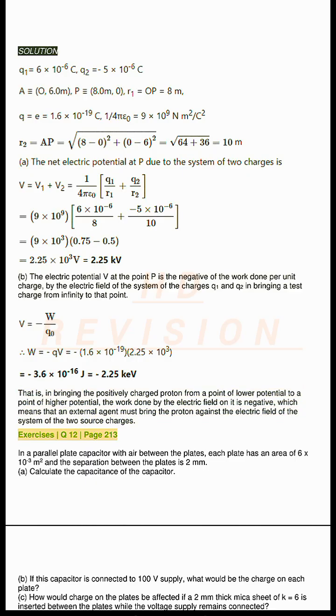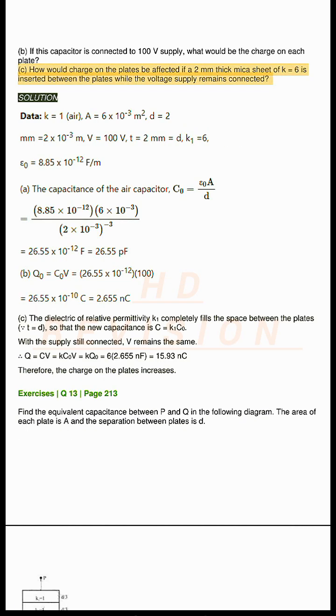Exercises Q12, page 213. In a parallel plate capacitor with air between the plates, each plate has an area of 6 times 10 to the power of minus 3 m² and the separation between the plates is 2 mm. A. Calculate the capacitance of the capacitor. B. If this capacitor is connected to a 100 V supply, what would be the charge on each plate? C. How would the charge on the plates be affected if a 2 mm thick mica sheet of K equals 6 is inserted between the plates while the voltage supply remains connected?